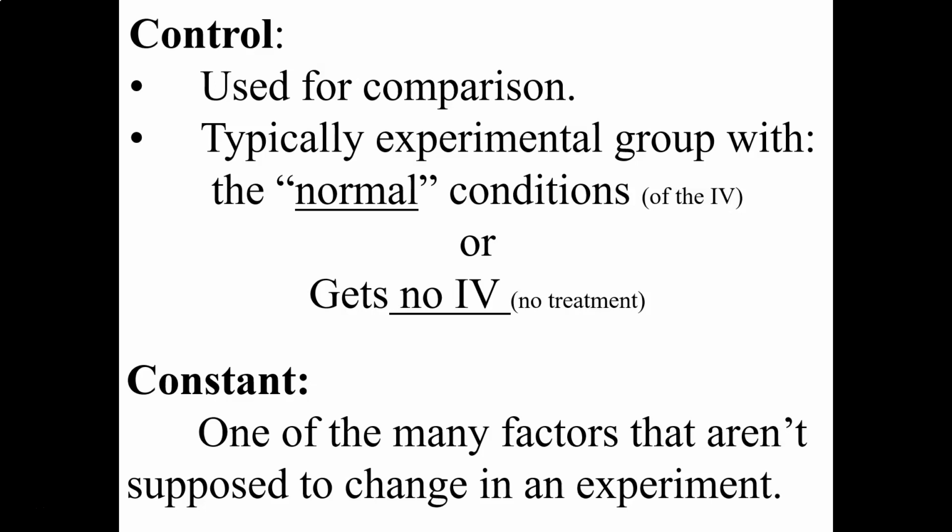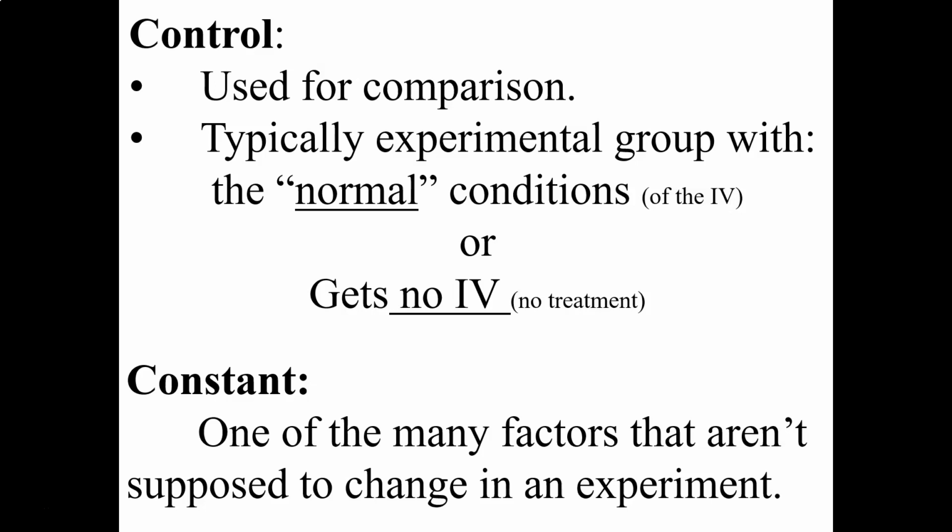A control in an experiment is used for comparison. It is typically the part of the experiment or the experimental group with the normal conditions, the normal independent variable, or either gets no treatment. It does not get the independent variable. And that's usually the trickiest one for kids to pick out, is the control in an experiment.